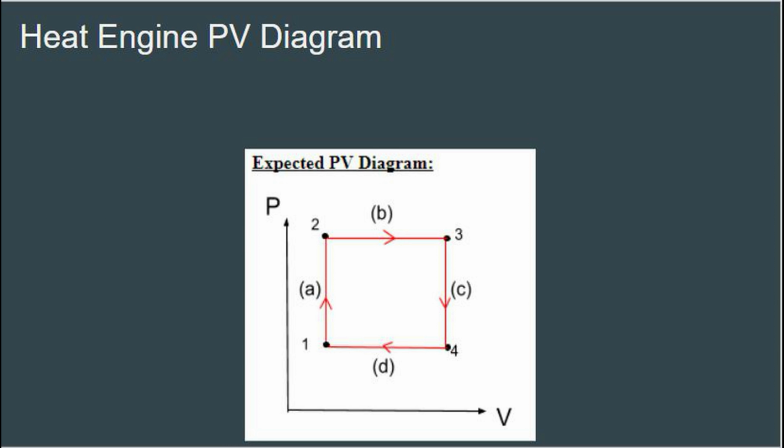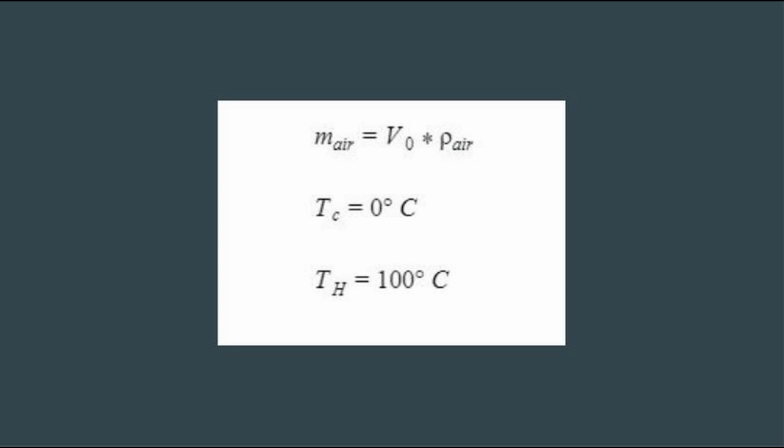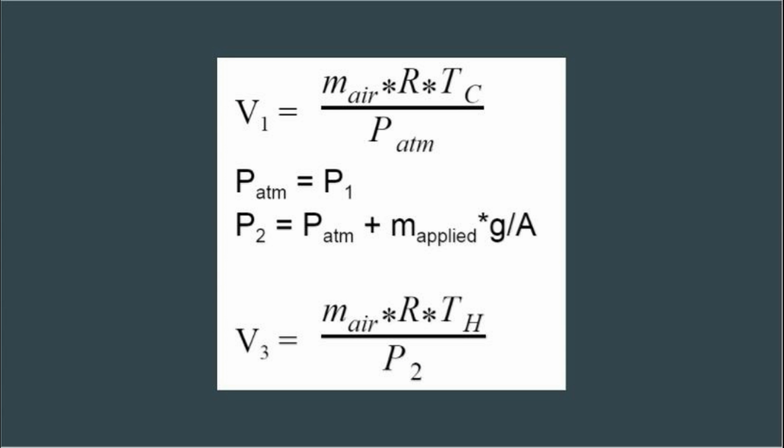The expected work per cycle of this engine is the area enclosed in the PV diagram. Therefore, it is the product of the change in pressure times the change in volume. The mass of the air in the canister is the volume of the system at the dead state, times the density of air. Since the temperature of the cold bath is known to be 0 degrees Celsius, and the temperature of the hot bath is 100 degrees Celsius, the initial volume can be calculated with the ideal gas law.